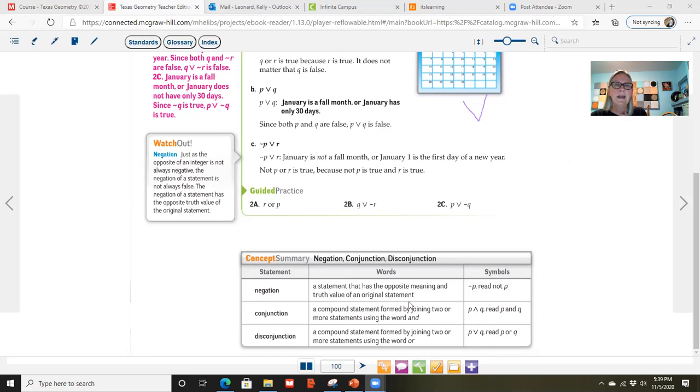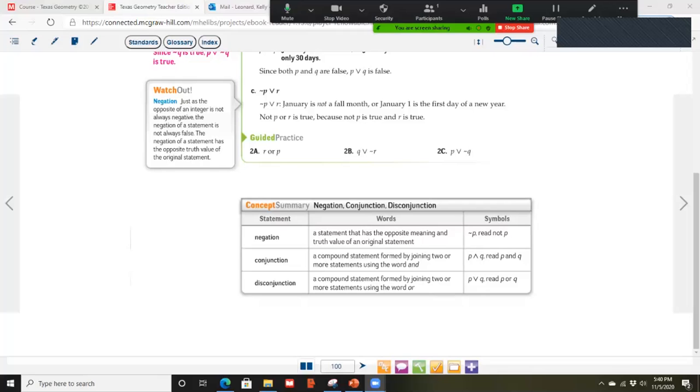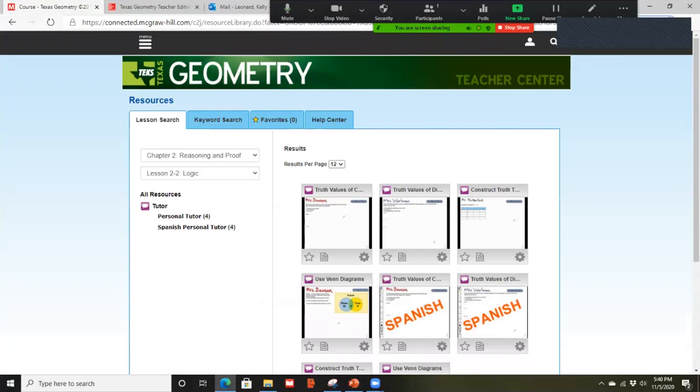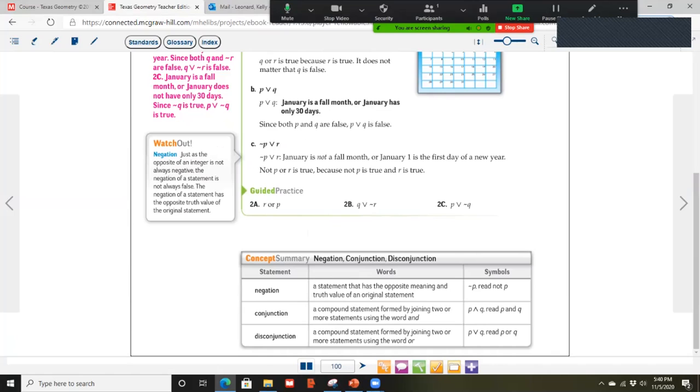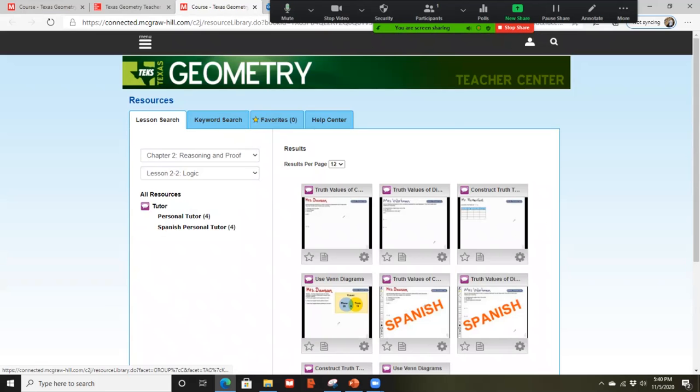Now the videos. I am going to share some videos with you, and they're the videos that the book offers. I like them. When you're in the geometry book, at the bottom of the page, there's a purple icon that looks like a thought bubble. When you click on that, you get to the tutor page, and it's your personal tutor. There's also a Spanish personal tutor. I'm going to use these three.